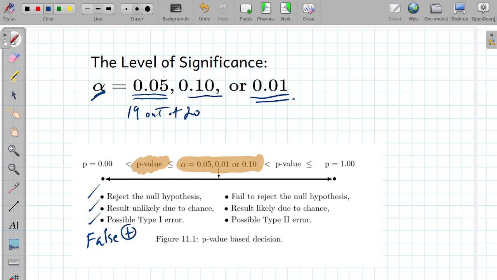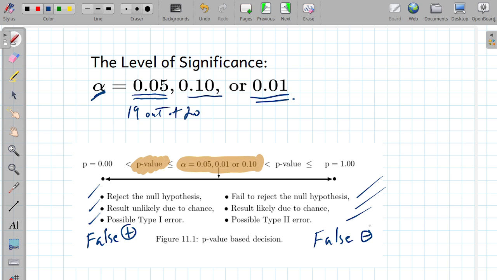Now, what happens if the p-value is greater than the level of significance? Well, then we have the opposites, the complements. We fail to find evidence to reject the null hypothesis. And that means the result is likely due to chance, random sampling variability. But there's always the possibility of being wrong, and in this context, that's the type 2 error, which is a false negative.